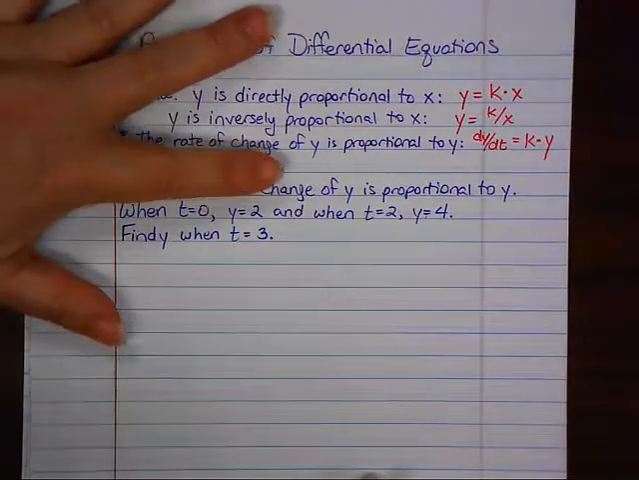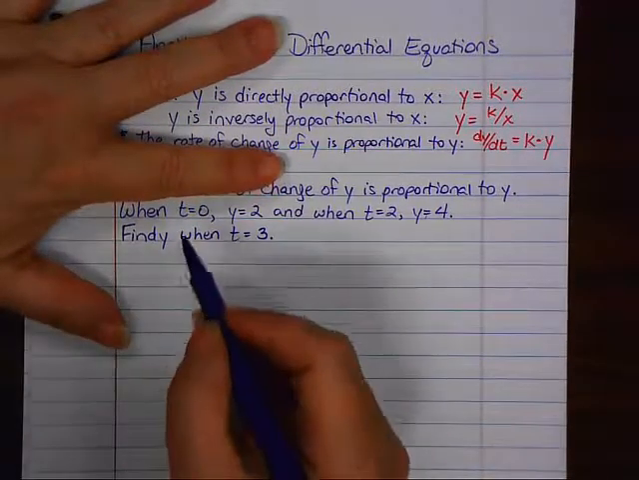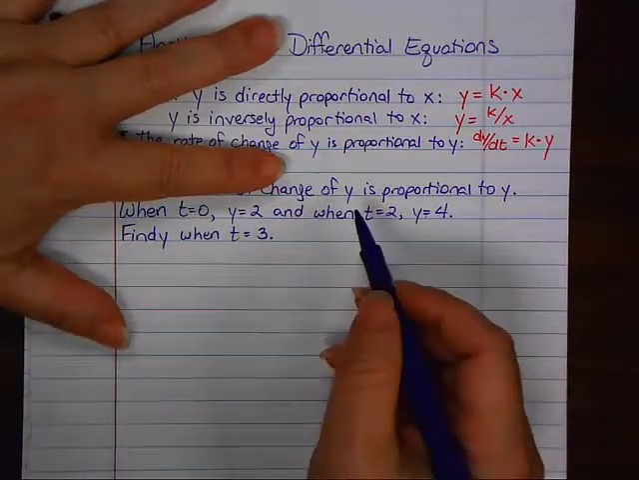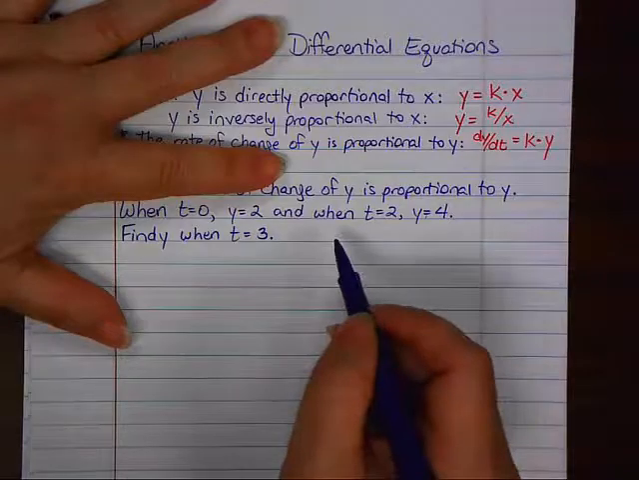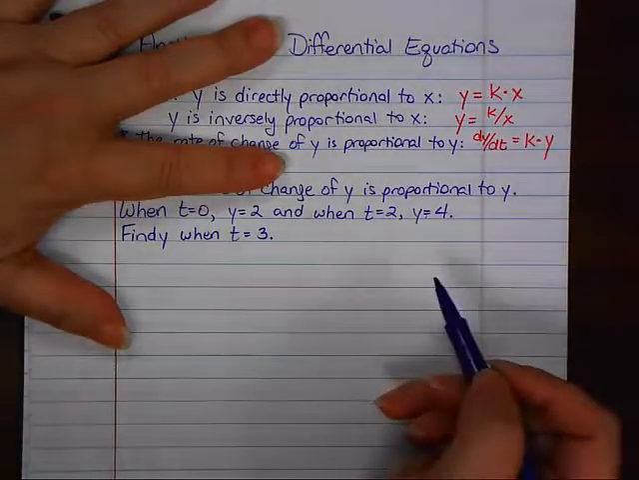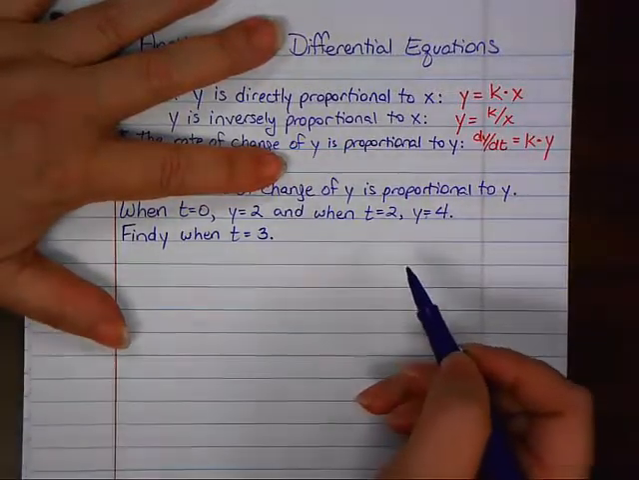Okay, if the first sentence wasn't there, when t equals 0, y equals 2. When t equals 2, y equals 4. What would you guess when t equals 3, what would y be? 6. You could do 6 or possibly 5.